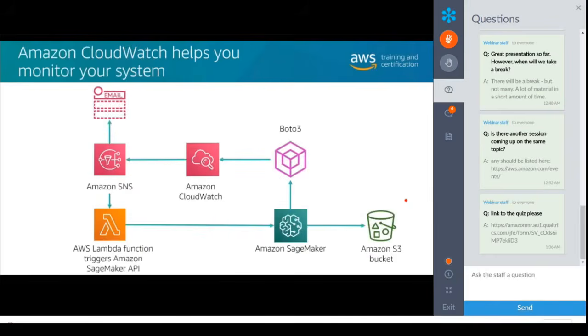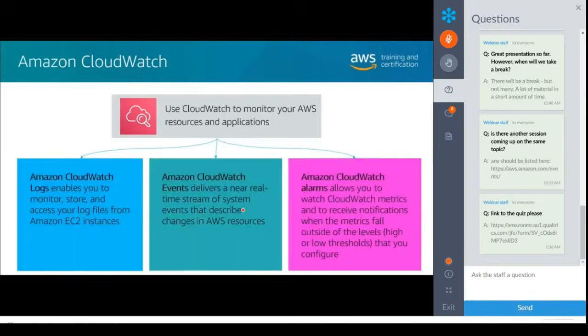So CloudWatch is your monitoring, your observability portal, if you like. Just remember that CloudWatch is where you go to view metrics and logs. For the purpose of this exam, for any of our services, you can go to CloudWatch and you have full instrumentation over the services, including SageMaker. So that's really the takeaway here.